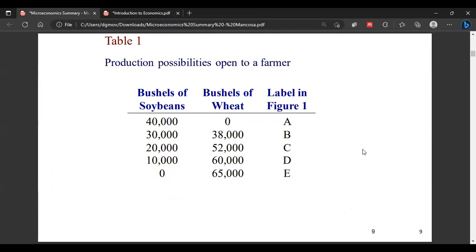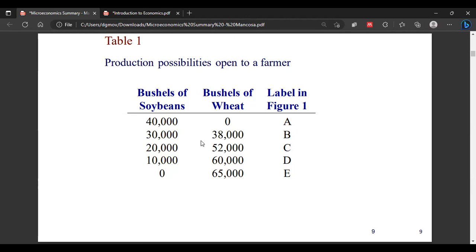So in economics, a theory can be explained in words. It can be explained in a schedule like this, a table. It can be explained as a graph. It can be explained as an equation, right? This is how you explain a theory in economics. You can just explain it in words, as a schedule or a table, as a graph, or as an equation.